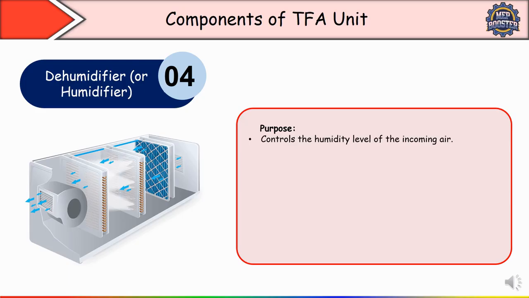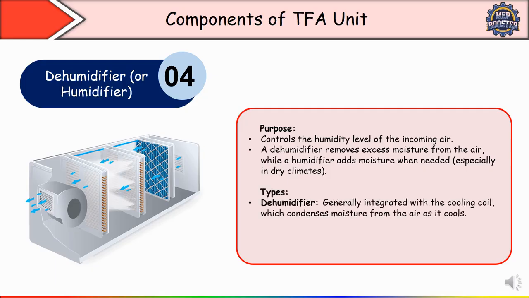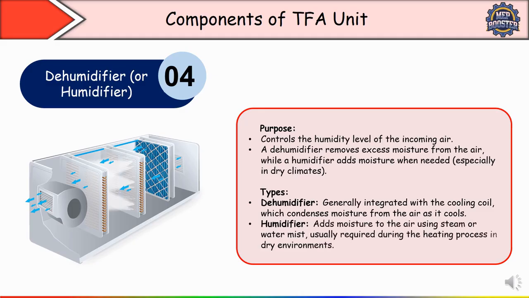The dehumidifier generally removes excess moisture from the incoming air to ensure optimal indoor humidity levels. Different types: a dehumidifier is generally integrated with the cooling coil, which condenses moisture from the air as it cools. A humidifier generally adds moisture to the air using steam or water mist, usually required during the heating process in a dry environment.